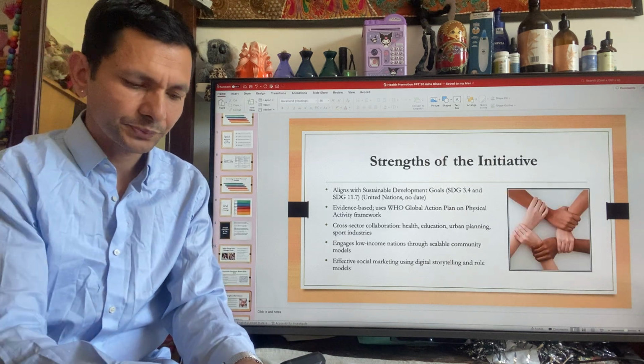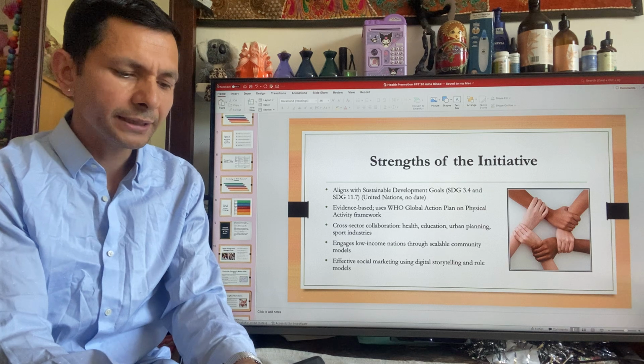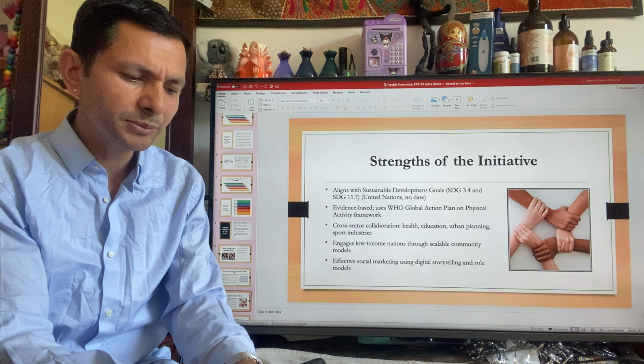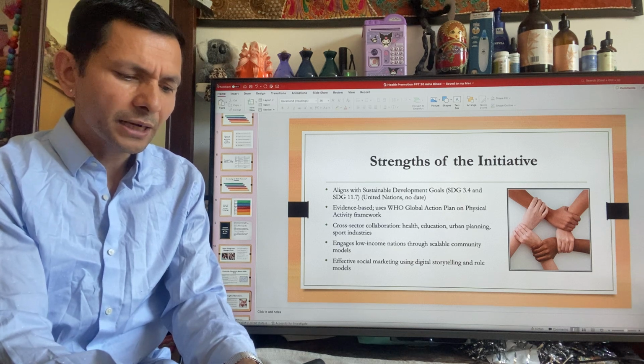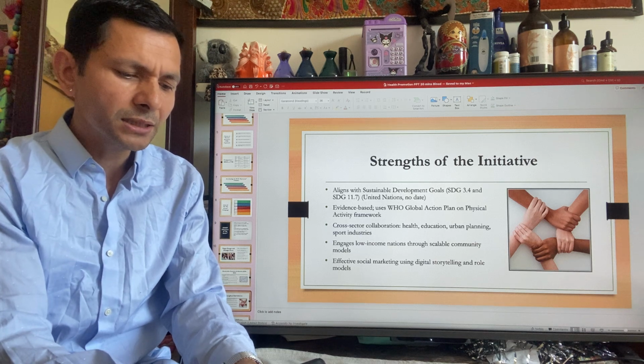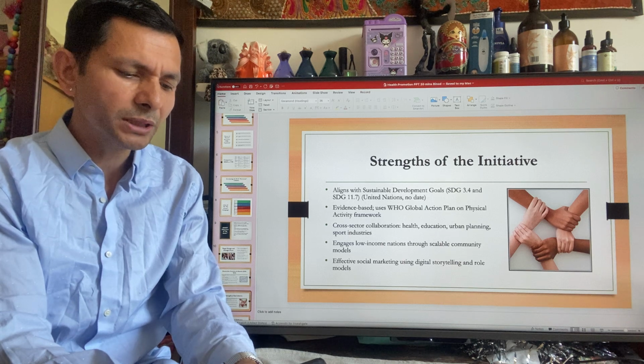And another one, strengths of the initiative. The strengths of Be Active are clear. It aligns directly with key sustainable development goals, especially those focused on health and inclusive urban spaces. It's also grounded in strong evidence, following WHO's global action plan on physical activity. The campaign brings together multiple sectors, not just health but also education, urban design, and sports, creating a comprehensive approach.